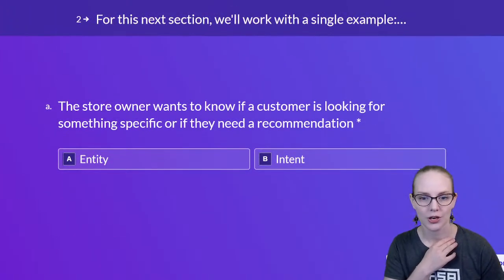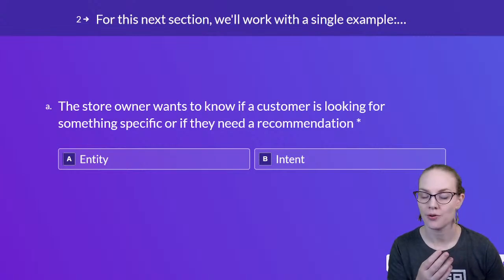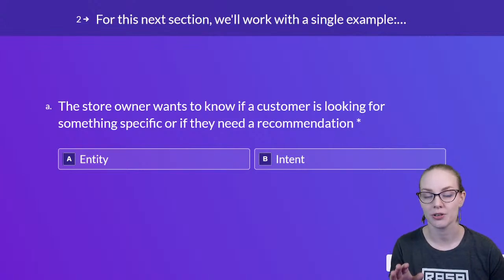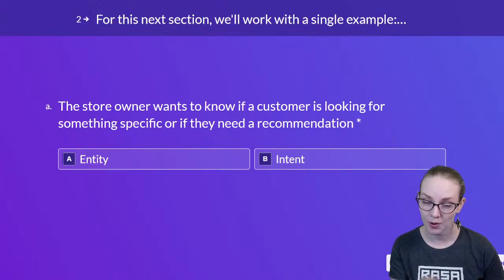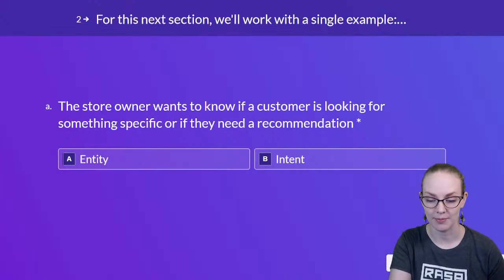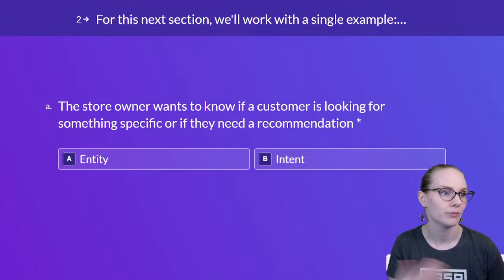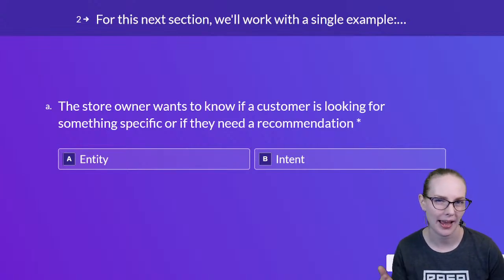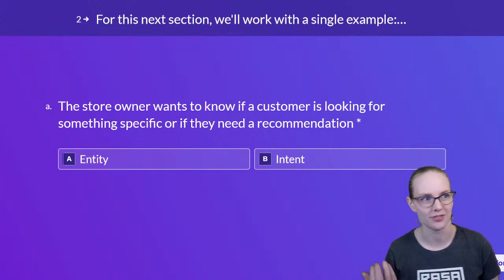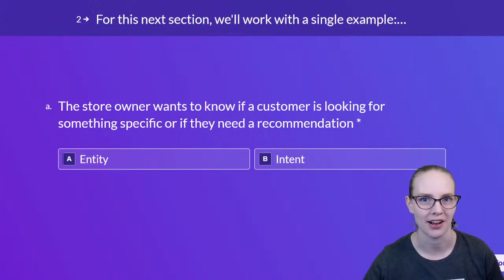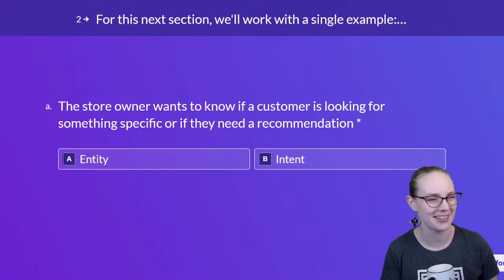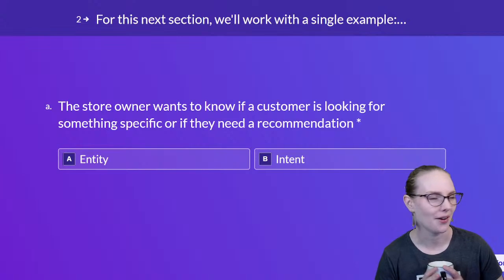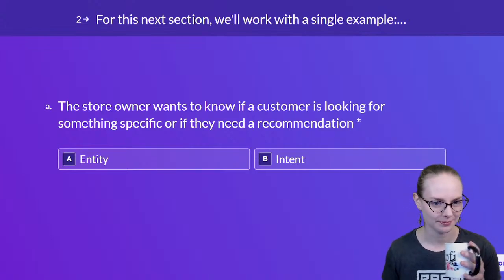All right. One of the things that the store owner wants the assistant to be able to handle is knowing whether a customer is looking for something specific that they want to order, or if they need a recommendation for what to order. Maybe if somebody's buying something as a gift, they might be like, hey, can you help me pick out a piece of clothing that would work well for this animal? And they share a picture of their cousin's dog or whatever. Whatever reason someone has for buying dog clothes or cat clothes. So I'll give you all a chance to think about it.